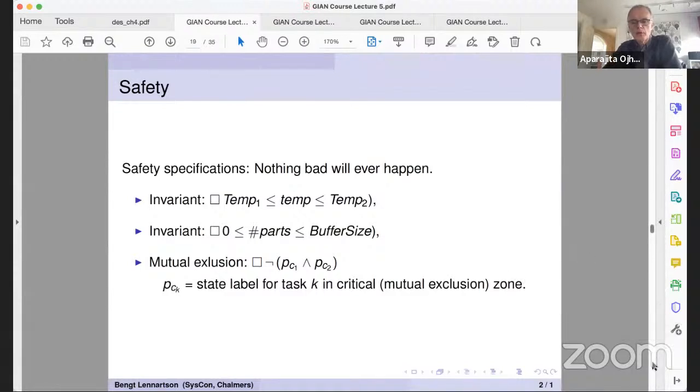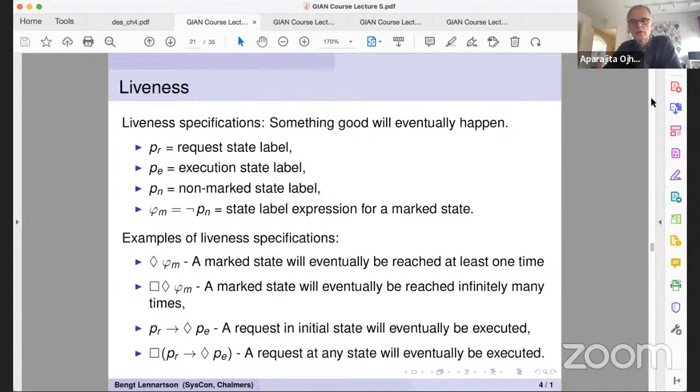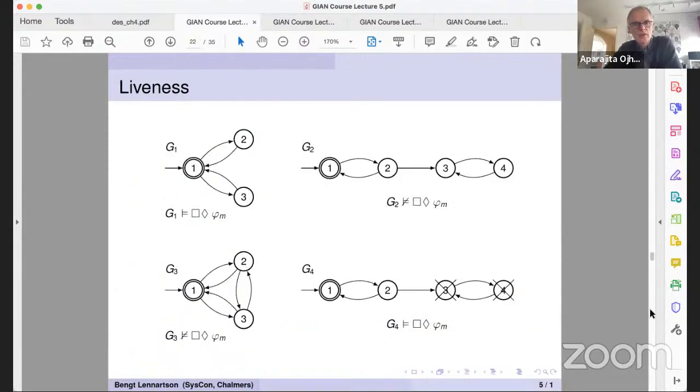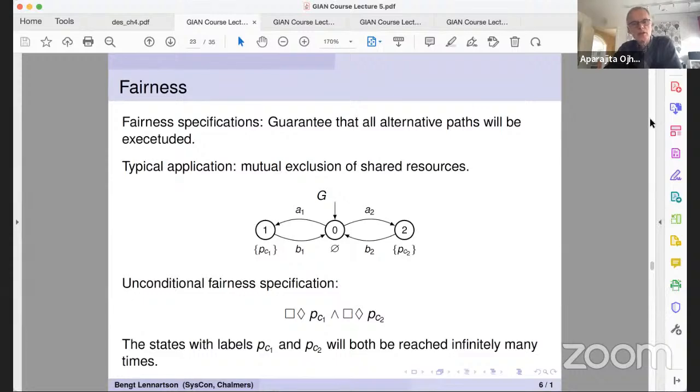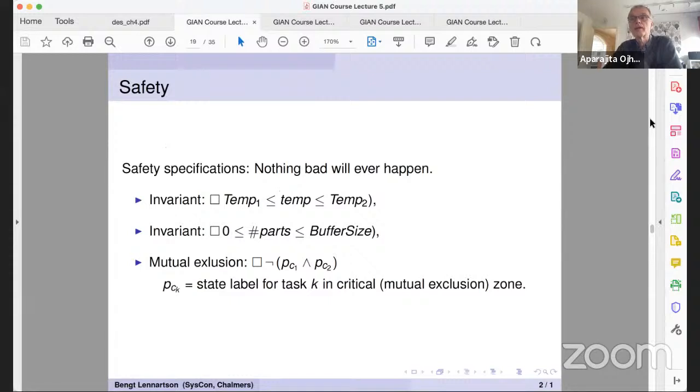So after this now come some examples and reasoning a bit, and typical specifications on liveness, fairness, and so on. But we take that after the break. So now we take, say, 10 minutes break.